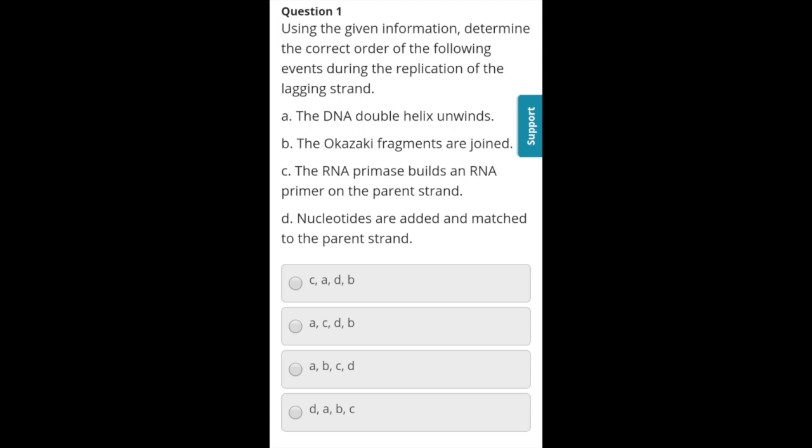A is first because the DNA double helix unwinds with the enzyme helicase. Then, the enzyme RNA polymerase builds an RNA primer on the parent strand to prepare for the new nucleotides being formed, which is choice C. Then, choice D, nucleotides are added and matched to the parent strand because of the RNA primer. And then it's choice B, the Okazaki fragments are joined by the enzyme DNA ligase.